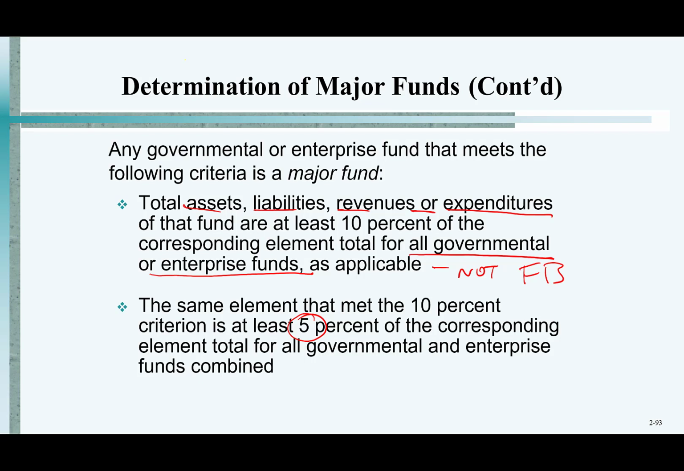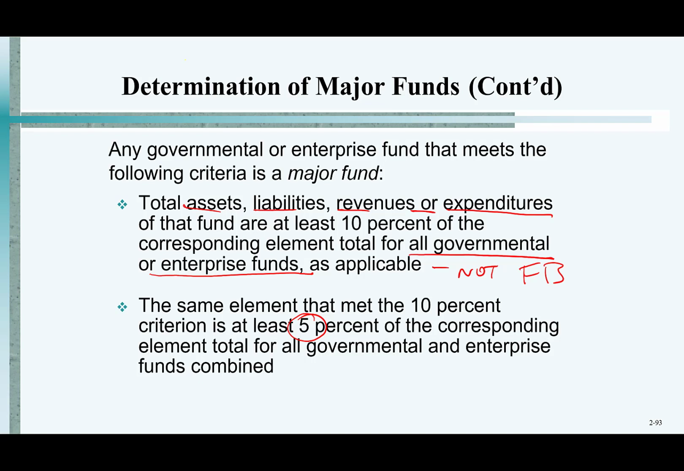We'll do that for the 10% test. For the 5% test, we will add the enterprise funds and the governmental funds together in order to see if they pass the 5% test. And if they pass both tests, then they are considered to be a major fund and will report on the face of the financial statements.